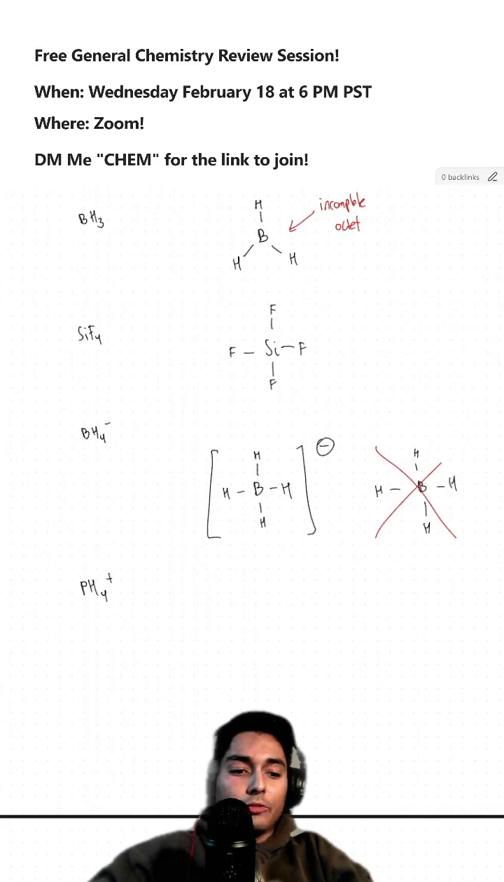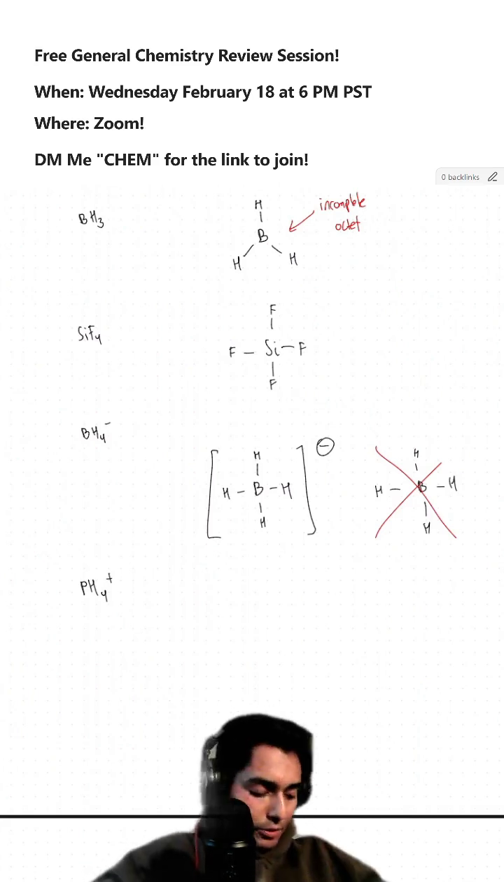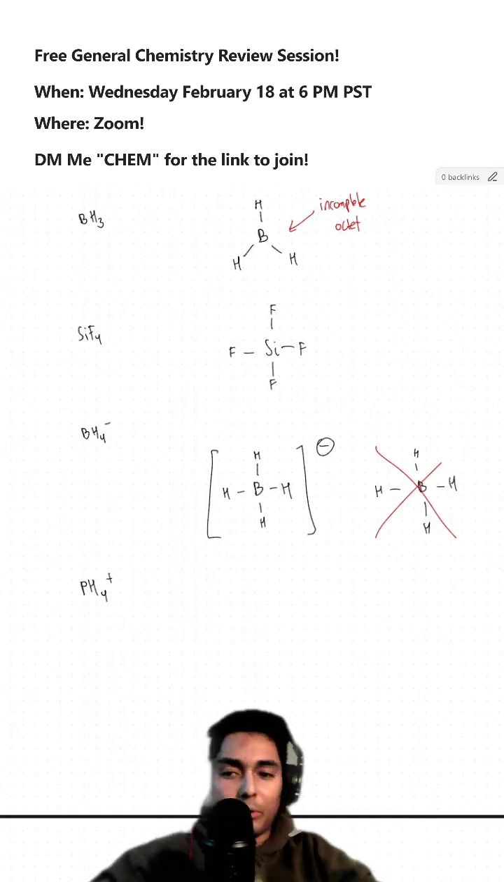The bond angle for tetrahedral is 109.5. Please memorize that, everyone. The bond angle for tetrahedral is 109.5.